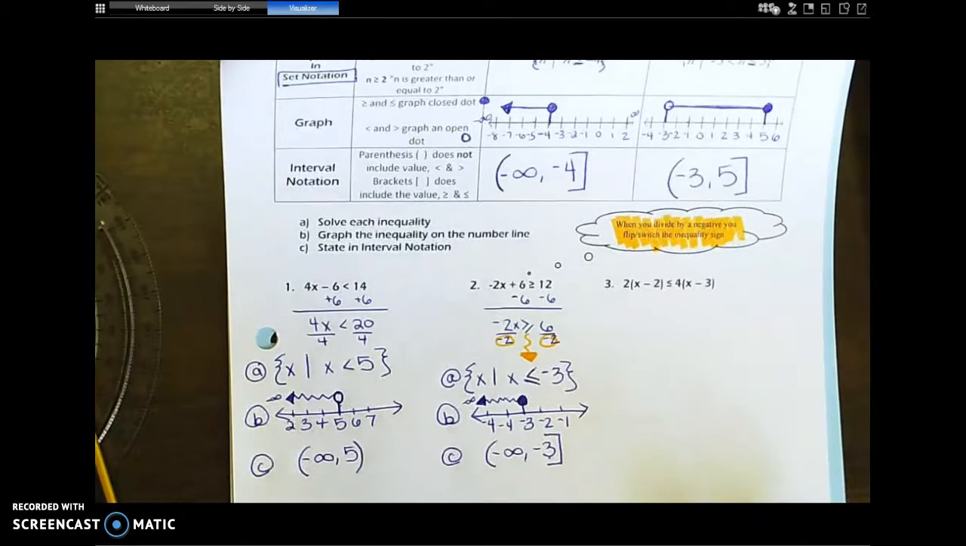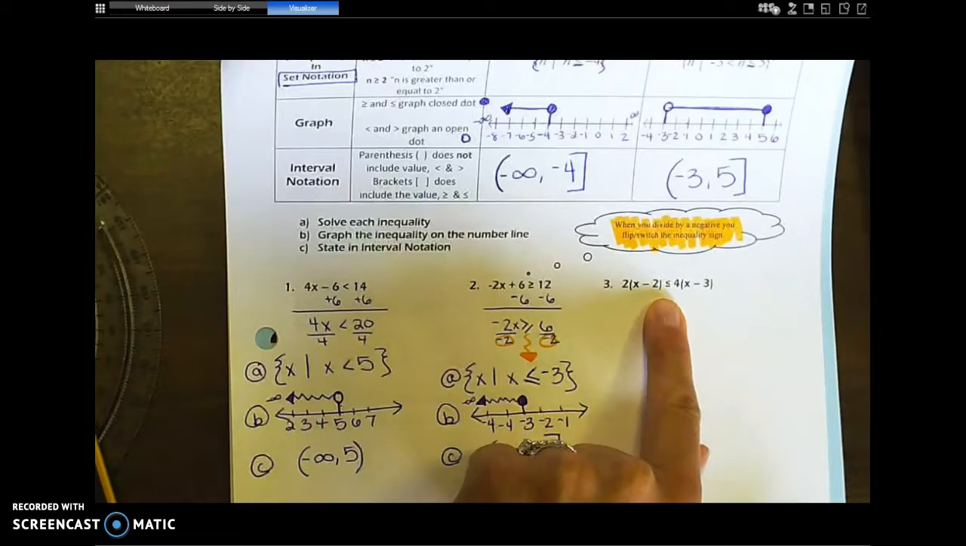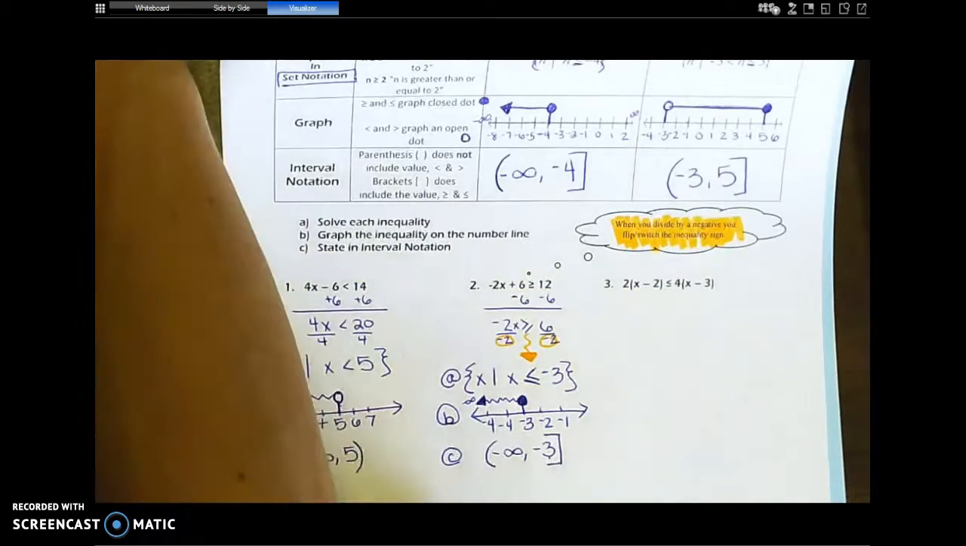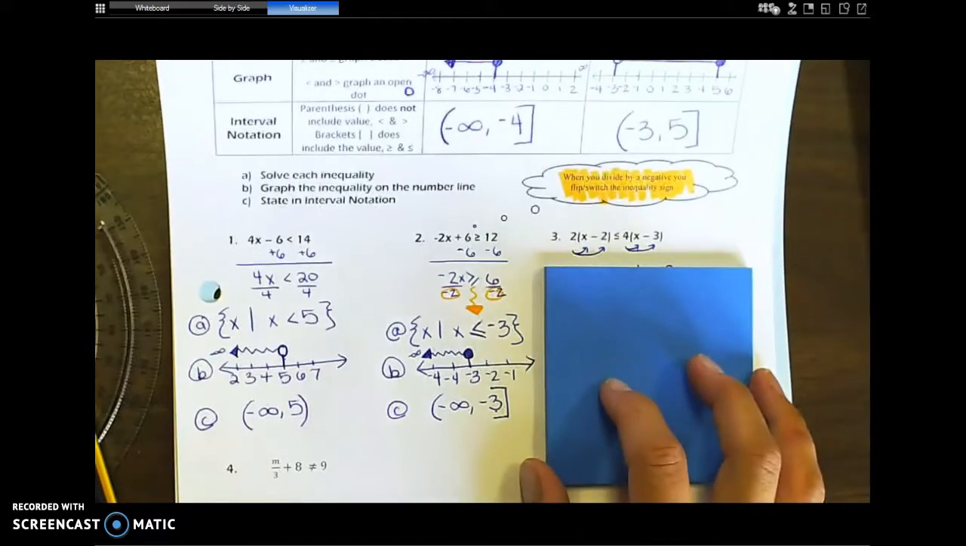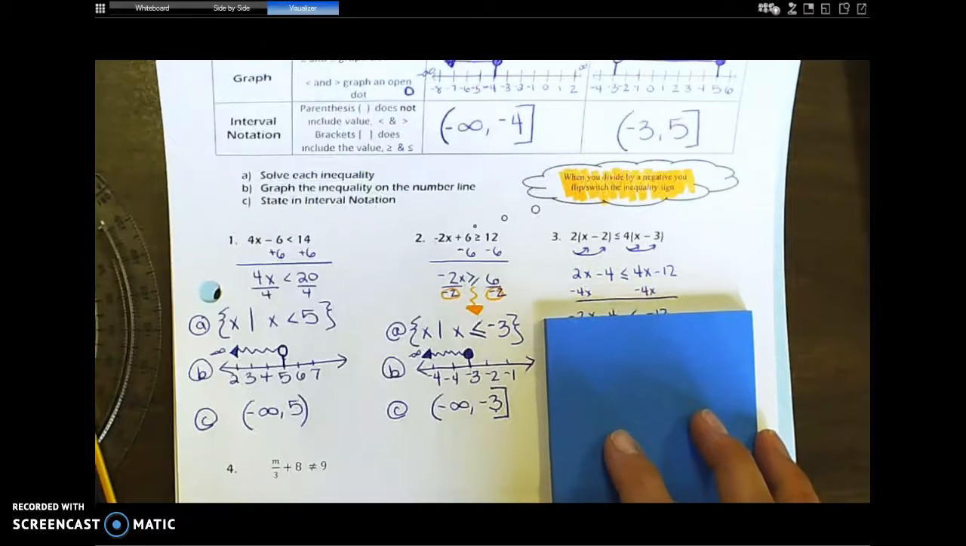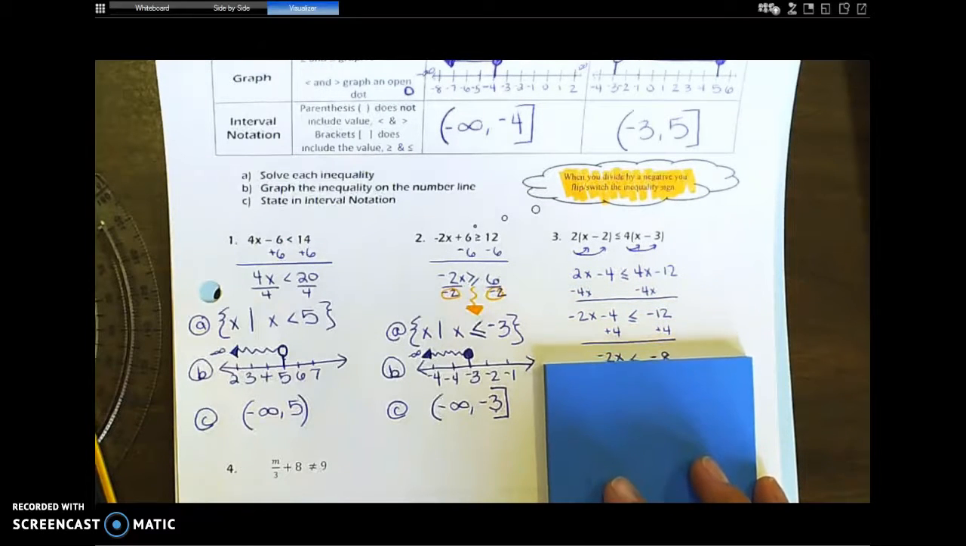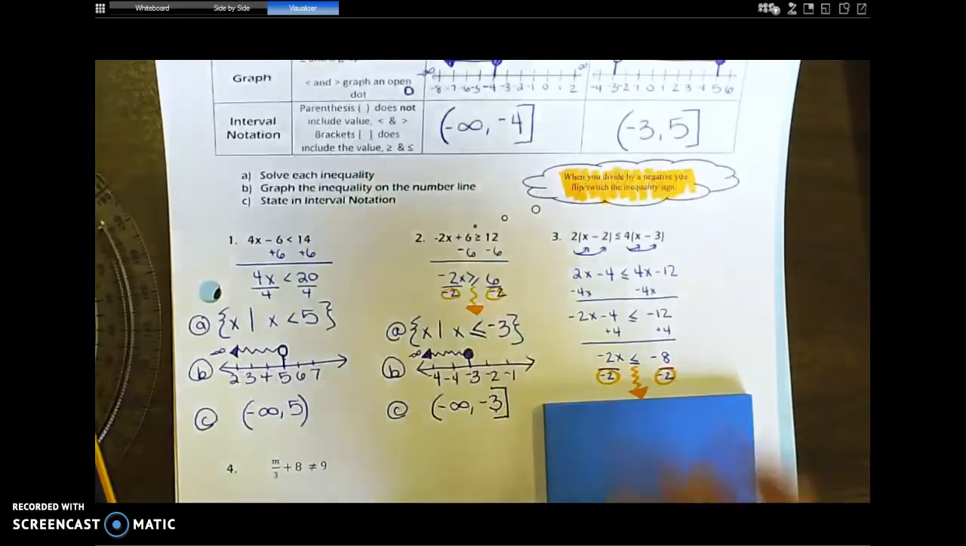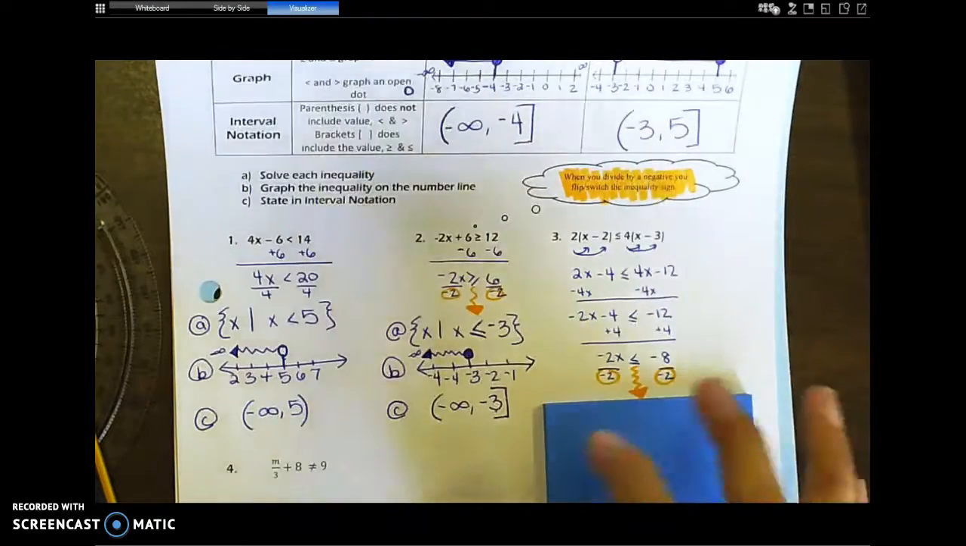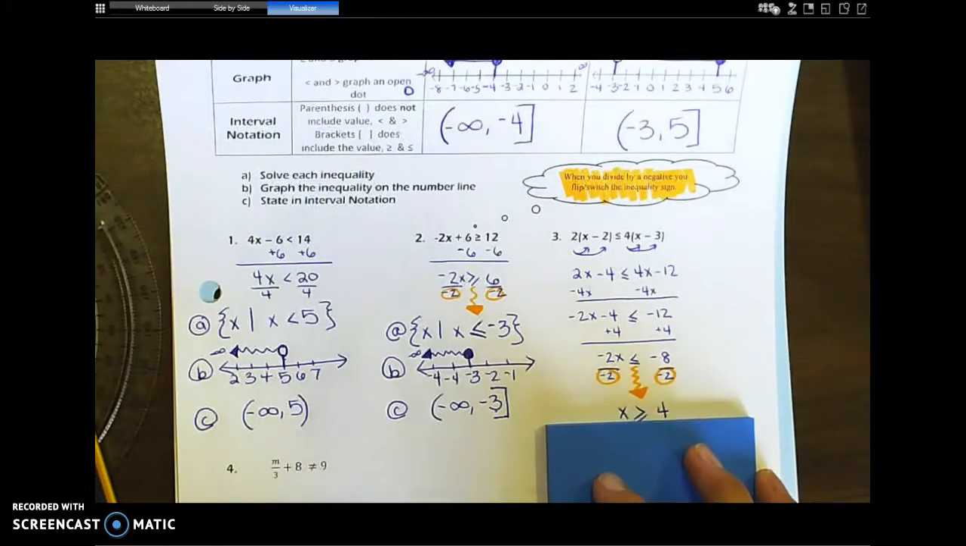All right, so let's go ahead then, and I'd like you to go ahead and solve for x in number 3. All right, let's go ahead and take a look here. So you distributed, we transpose the x, we transpose the constant, and then error, error, error. Did you divide by a negative? So flip that inequality symbol.